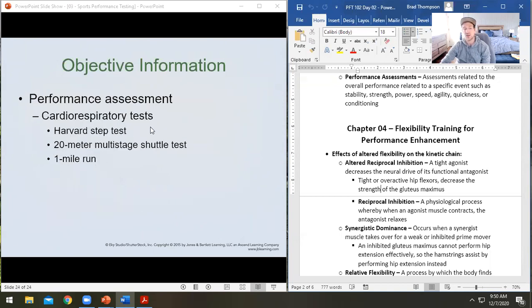And then there's the classic cardio assessments. Now, actually, I forgot to mention, they're saying Harvard step test. Here's the YMCA 3-minute step test as we know it. The pacer test, that 20-meter shuttle test, and then a 1 mile run. All of those are cardio assessments as well.